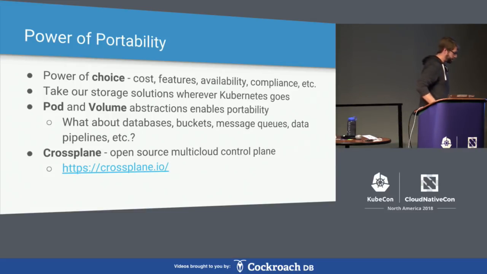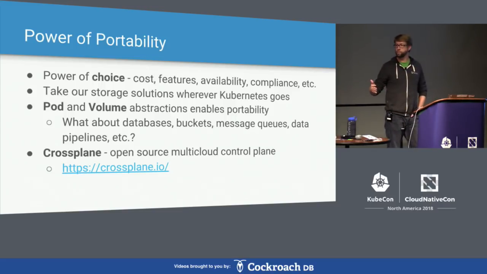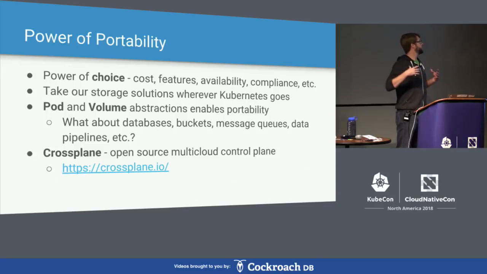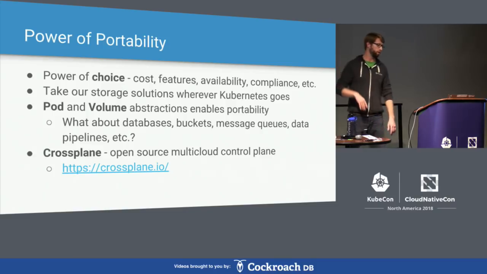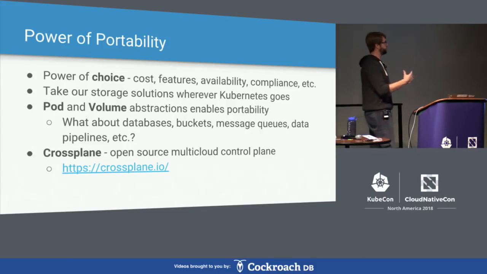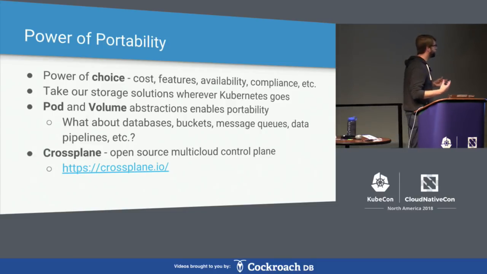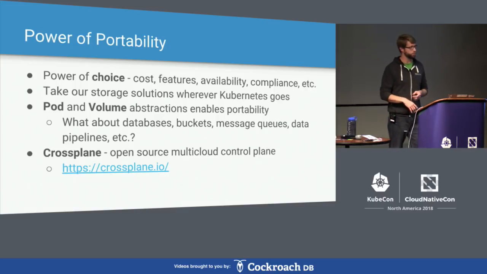Kubernetes did a great job at providing abstractions in the form of pods and volumes, so that an application that requires a block device or a file system can basically run anywhere now. That's awesome. But that's not the only type of storage, right? There are databases, buckets, message queues, all sorts of things that are not just represented by a volume. So what we need are abstractions for those types of storage too.